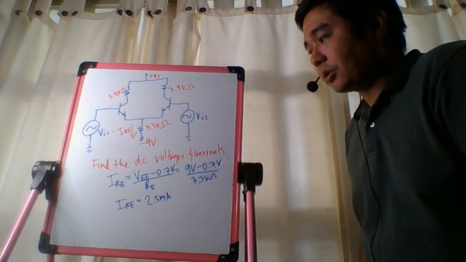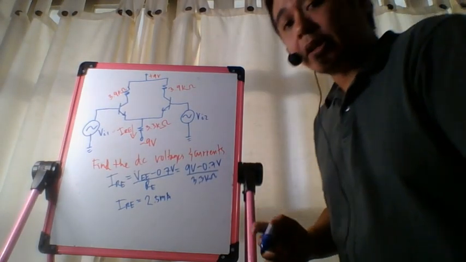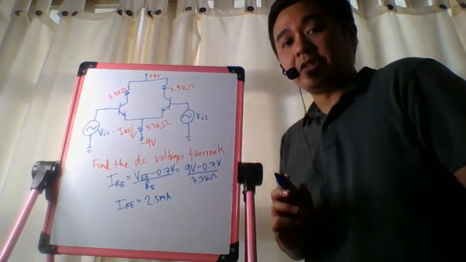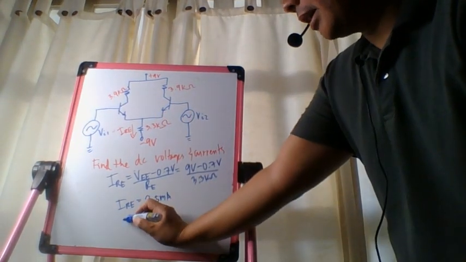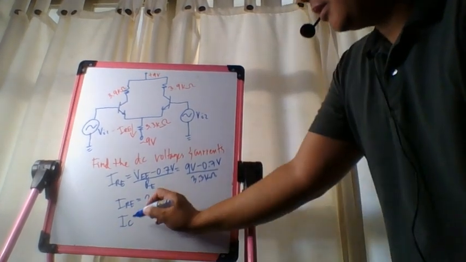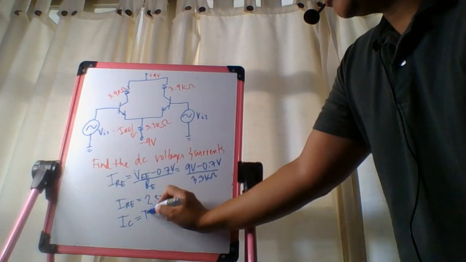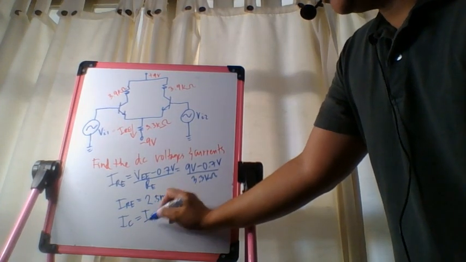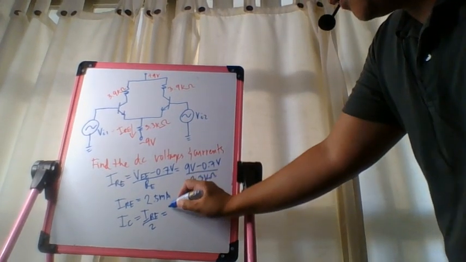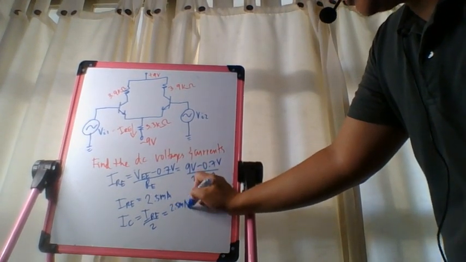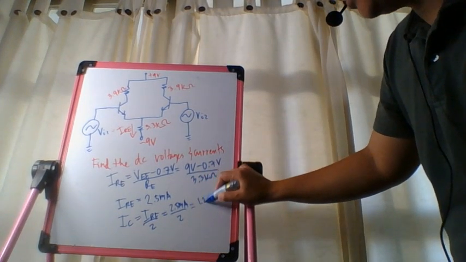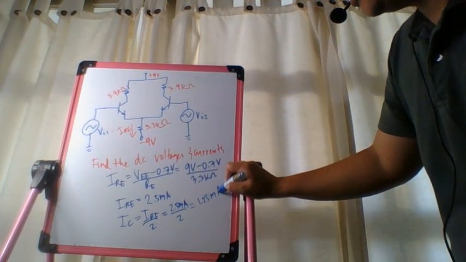Next is we're going to solve for I sub C or the collector current na dumadaan dito sa ating 3.9 kilo ohm resistors. So kanina, ang ating equation for I sub C. So that is equal to IRE over 2. So we have 2.5 milliamperes divided by 2, which is equal to 1.25 milliamperes.